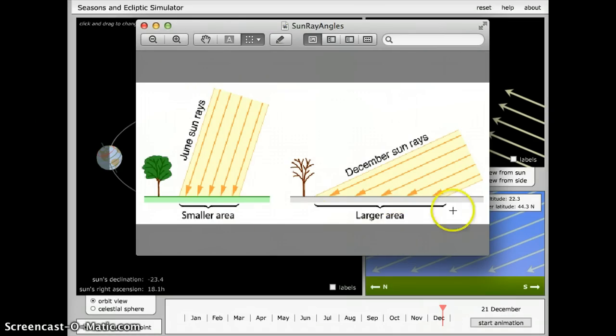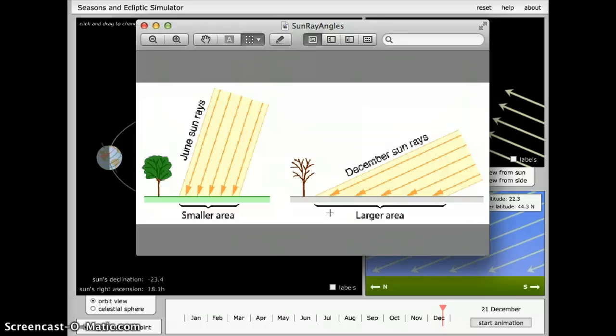However, during our winter, we have the same amount of energy coming in, but now because it's coming in at a different angle, it's being spread out over a larger area. So it's the same amount of energy hitting a larger area, which means that it's not going to be as strong. And you can think of this the same way as a flashlight.